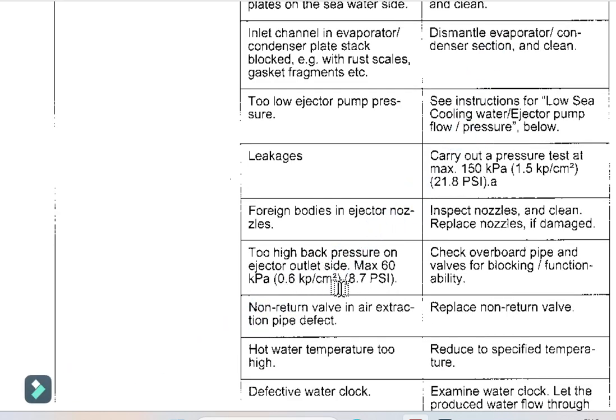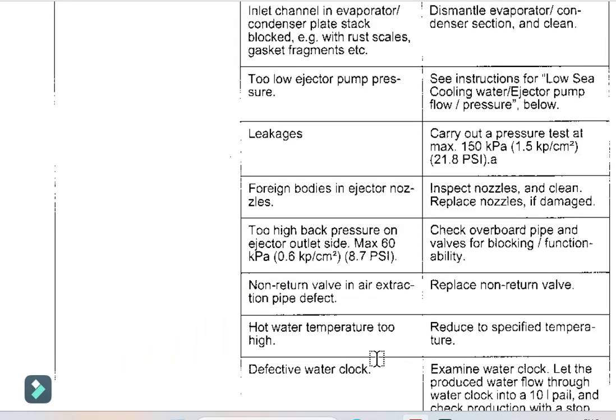It's saying about 0.6 bar. Non-return valve in the air extraction pipe defective. Yes. So then we have to replace the non-return valve. Hot water temperature too high. Then in that case reduce to the specified temperature. If the hot water temperature, that means basically the jacket water temperature, it is normally not the case when we run with the jacket water and main engine is running. Okay. So in that scenario, this case is very rare.